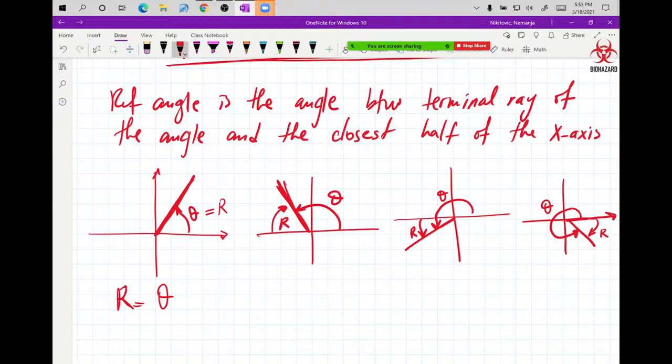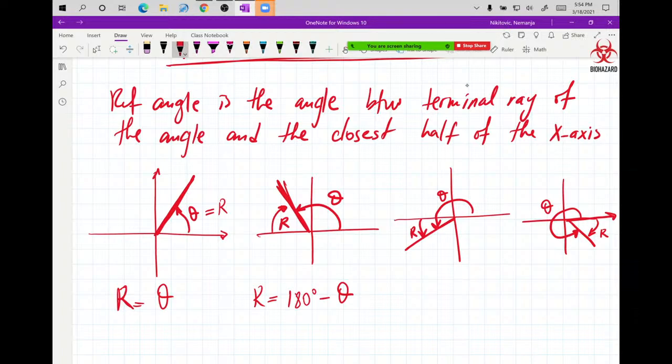But now for the second quadrant, you see that your reference angle is equal to 180 degrees minus the original angle theta. Because how do you get the reference angle? You go 180, and when you take away the original angle, you are left with the reference angle. So there you go, 180 minus theta.